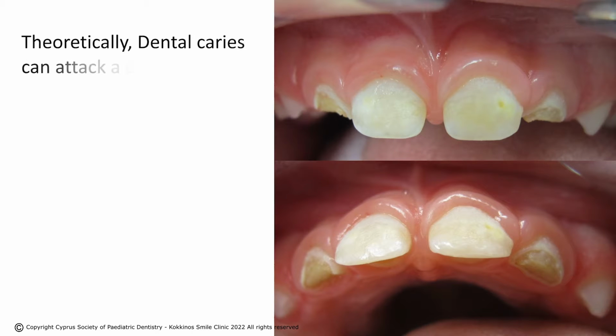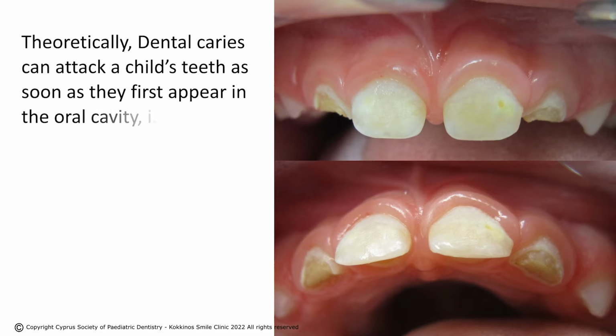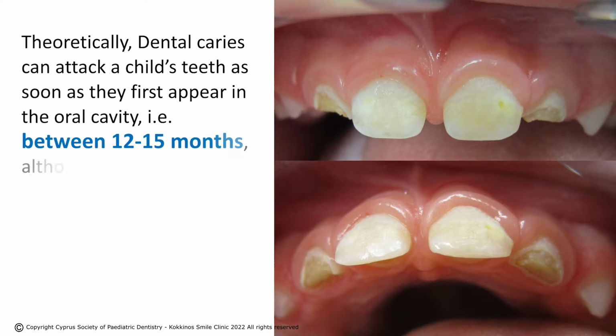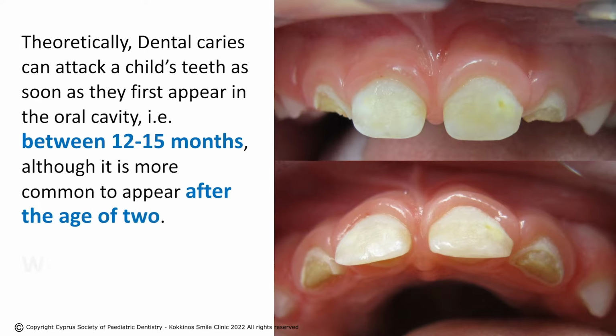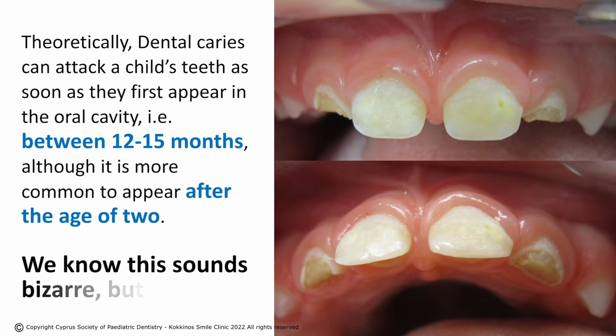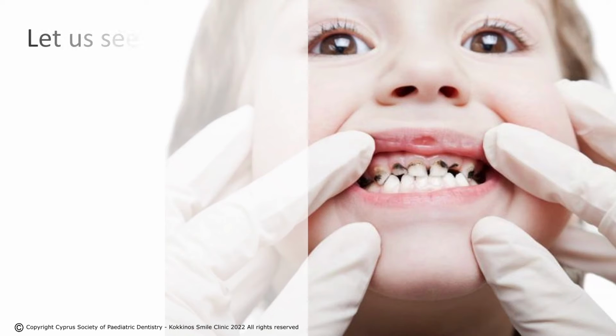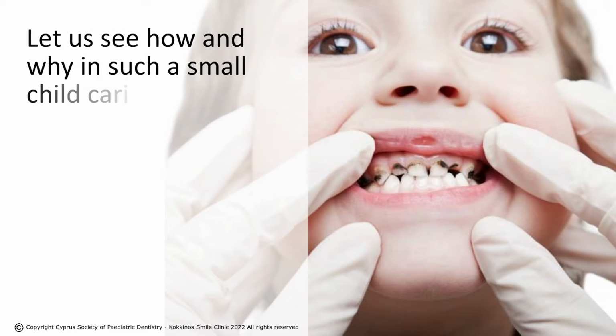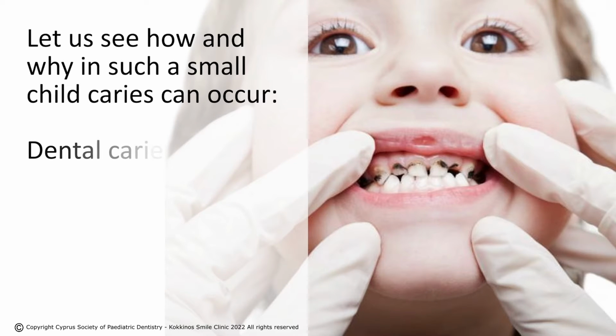Theoretically, dental caries can attack a child's teeth as soon as they first appear in the oral cavity, for example between 12–15 months, although it is more common to appear after the age of 2. We know this sounds bizarre, but it is true. Let us see how and why in such a small child caries can occur.